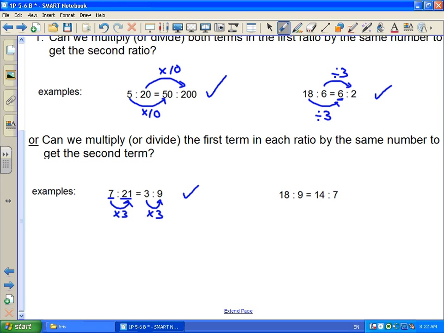Let's see if the same thing holds true in our second example over here. We've got 18 to 9 in our first ratio. To get the 9 from the 18, we have to divide by 2. Does the same thing work in the second term of this proportion? Well, yeah, if I take my 14 and divide it by 2, I get my 7. So that's a valid proportion.